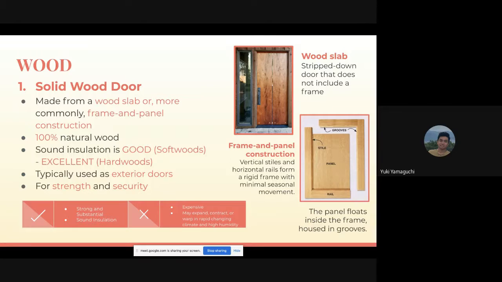If the wood is soft, it has good sound insulation, and it gets better if the wood is hard. Solid wood doors are typically used for exterior doors because of their strength and security. So for the upsides of the solid wood door, it's strong and substantial, and it has good sound insulation. But for the downsides, it's expensive and it may expand, contract, or warp if the climate is changing rapidly or it has high humidity.